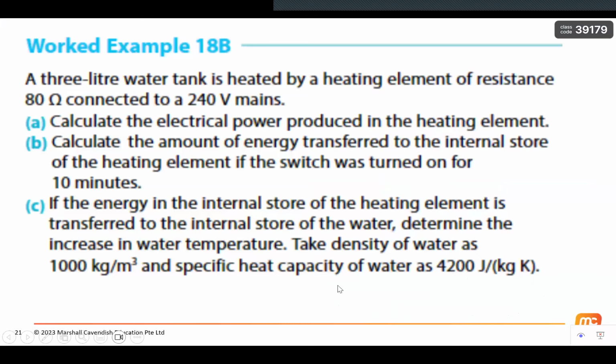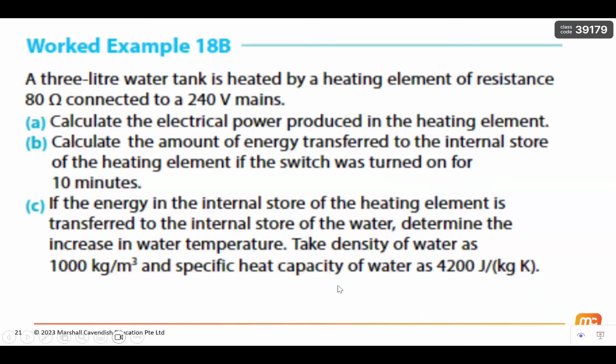Okay, next, for example, you may pause the video to think about the answers. Okay, I'm going to go through now. A 3-liter water tank is heated by a heating element of resistance 80 ohms connected to a 240 volts mains. Calculate the electrical power produced in the heating element.